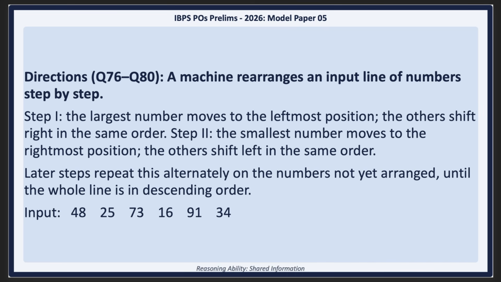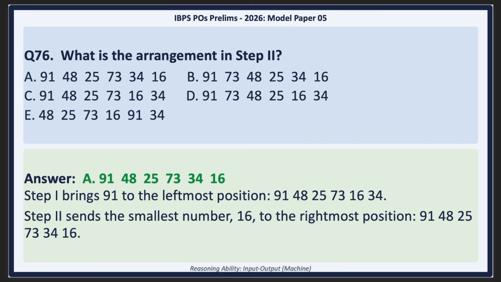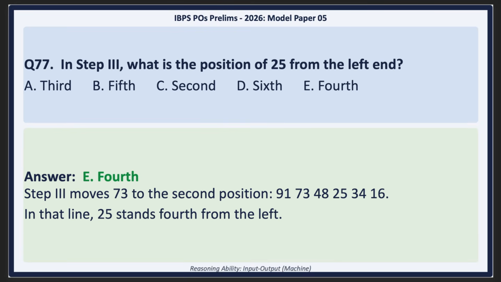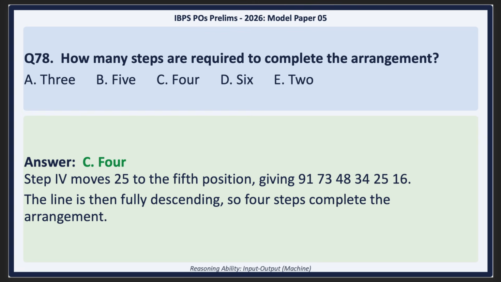Question 76 asks for the exact sequence in step 2, which we found by pulling 91 left and 16 right. Right, and question 77 asked for the position of 25 in step 3. If you mapped it, 25 is sitting exactly fourth from the left. Question 78 asks how many total steps were required. We hit perfect order at step 3, so it takes exactly 4 steps. For question 79, they want to know which number is third from the right in the final arrangement. So counting backward from the right side, 16, 25, 34, the third number is 34.